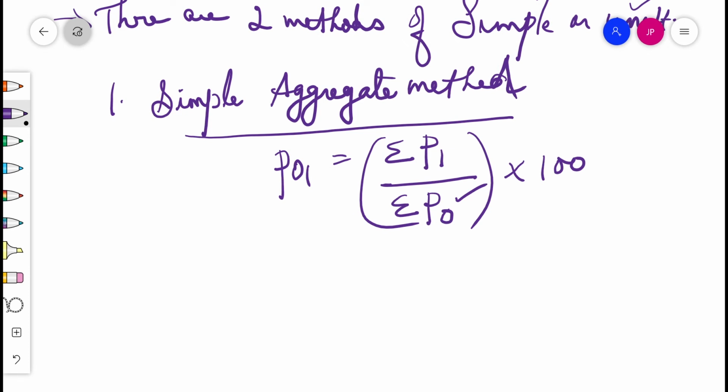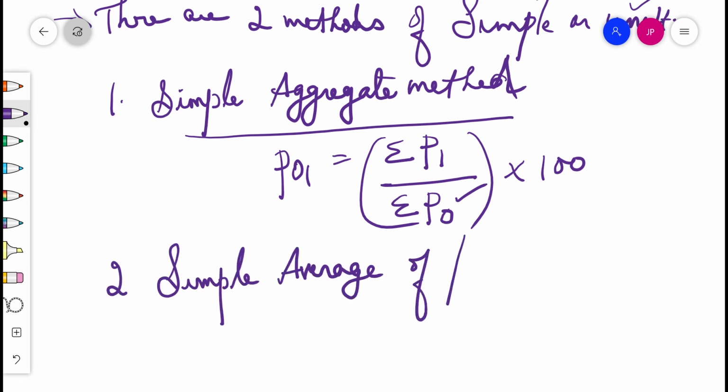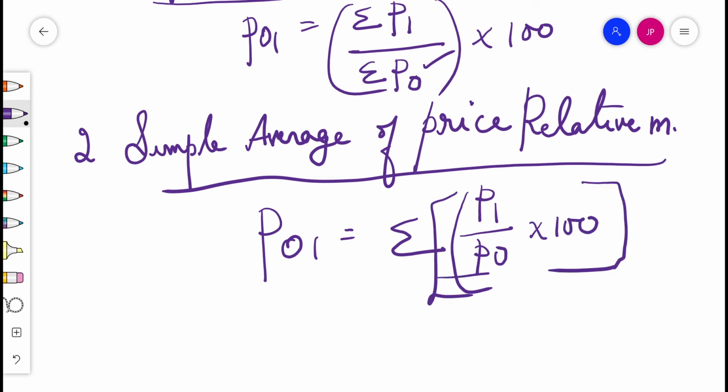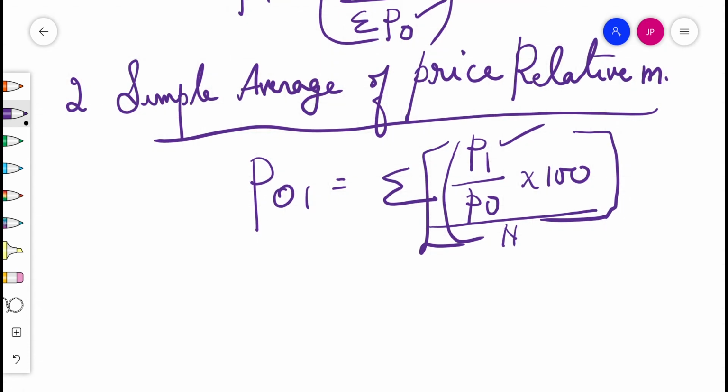And the second unweighted price index number is the simple average of price relative method. In this method the formula is P01 equals sigma P1 by P0 into 100, divided by the number of observations or the number of pairs of commodities. Here price relative is calculated by P1 by P0 into 100. Then its summation is divided by the number of commodities. We can do one sum.